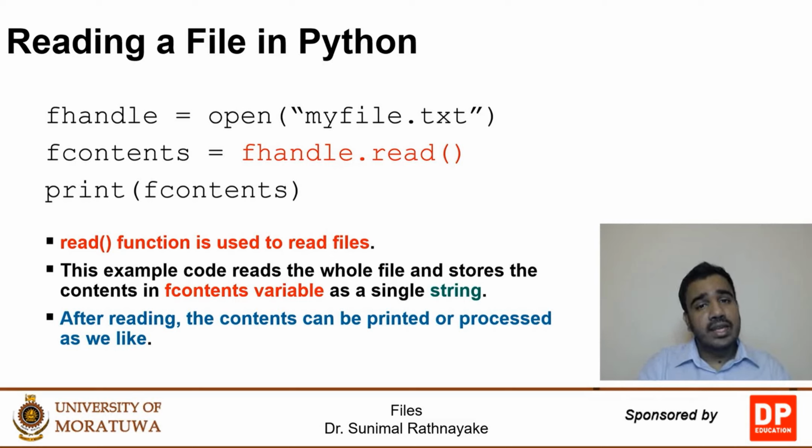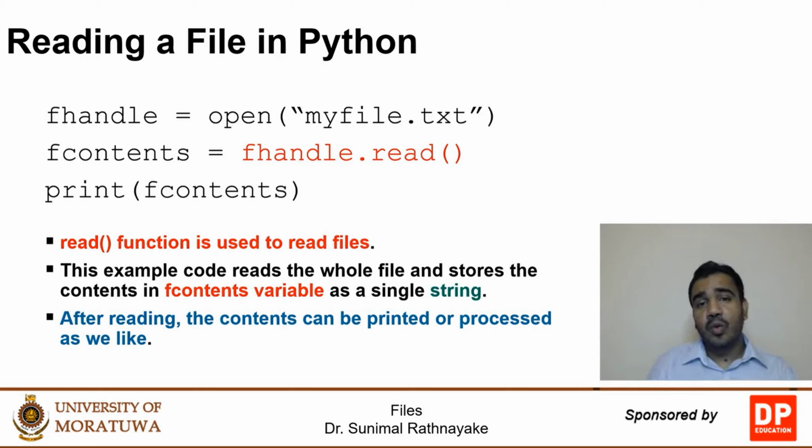Then in the second line, we use another Python function called read, which is used to read the contents of the open file. When calling the read function, we have to tell Python from which file we want to read. This is done by calling the read function for a specific file handle. In this example, our Python file handle is fhandle, and we can call fhandle.read to read the file associated with the fhandle file handle.